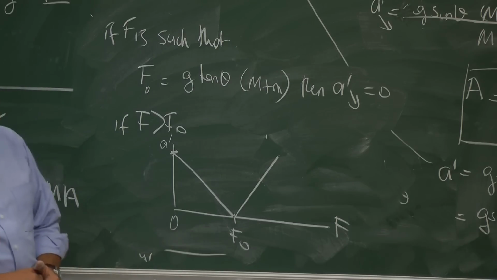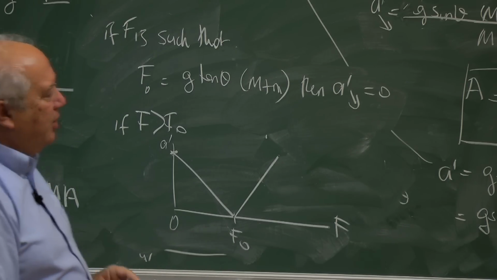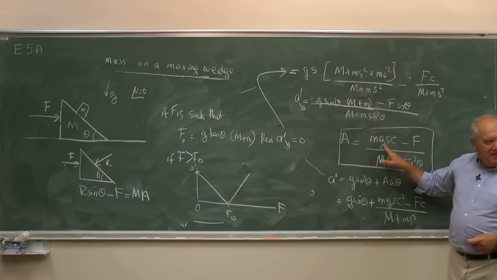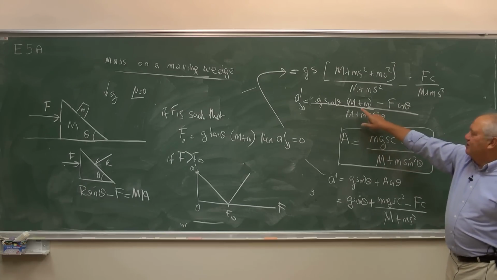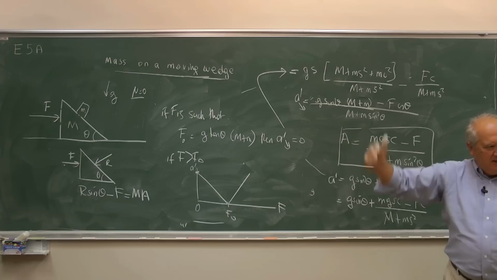Okay? And I give you as an exercise also, if F is such that it is equal to mgc cosine theta, then you should work out that this turns out to be g sine theta, the warm-up exercise 1.